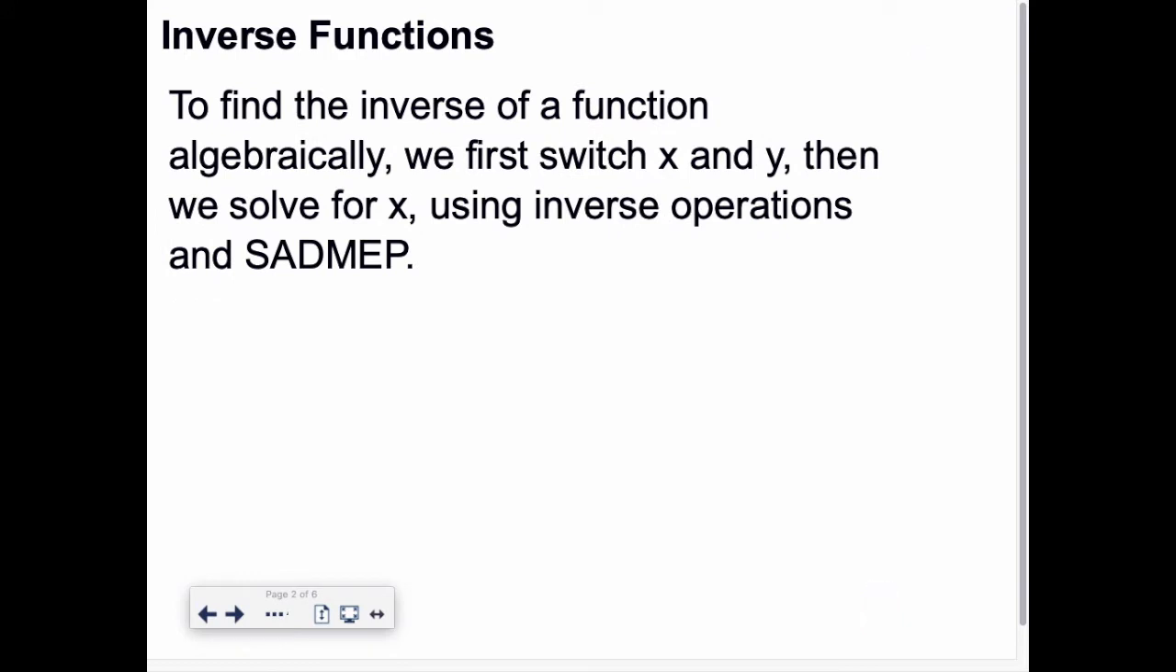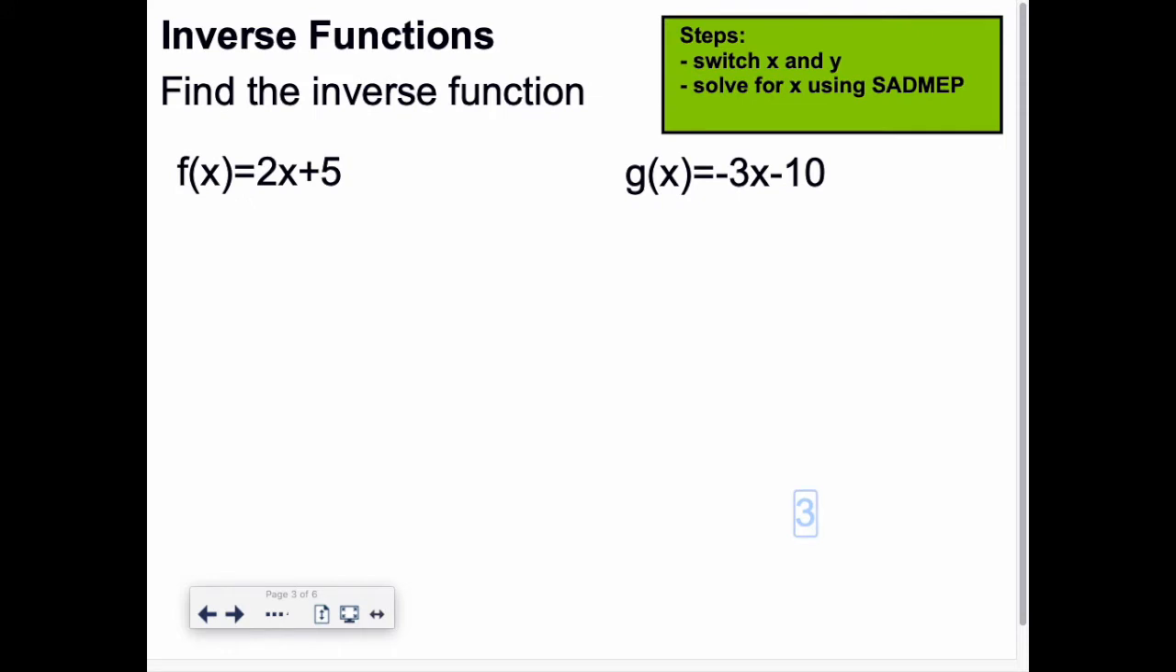Now, to find the inverse algebraically, there's only two steps. You switch x and y, and then after that, you solve for y. And you solve using SADMAP inverse operations, the same way you've solved for anything. And we're going to go through a bunch of examples here with a bunch of different types of functions. First off, here we have linear functions.